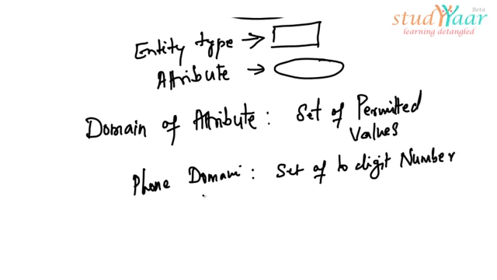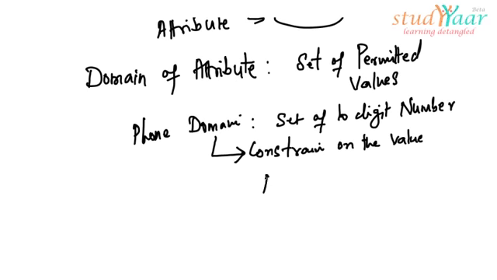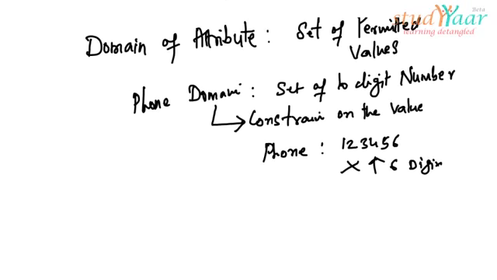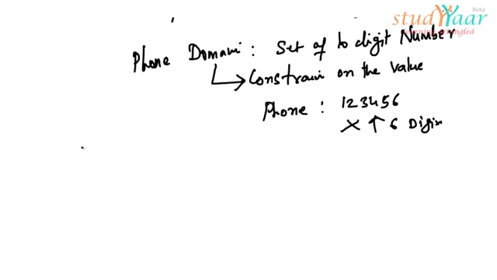Domain works basically as a constraint on the value. It's a constraint on the value of the attribute. Okay, when I say the domain is 10-digit number, then I cannot have a phone number which is 1, 2, 3, 4, 5, 6, right? Because this is a 6-digit number. So it's not allowed. So we've covered domain of an attribute. Now we'll look at types of attributes.